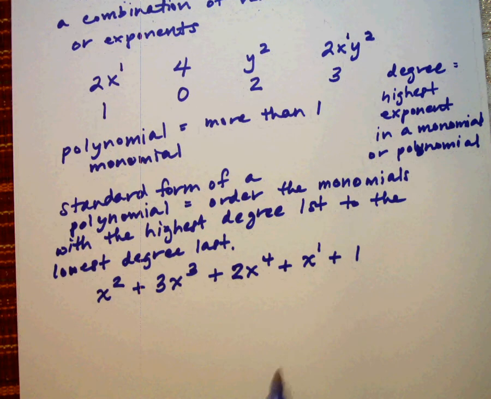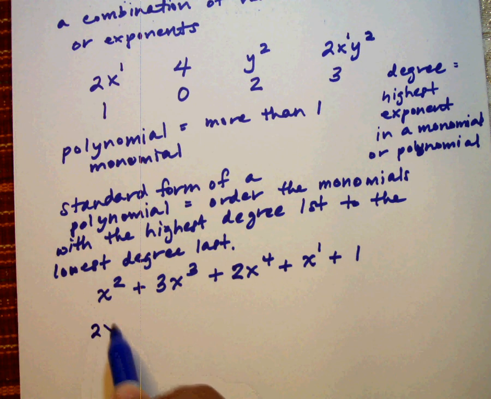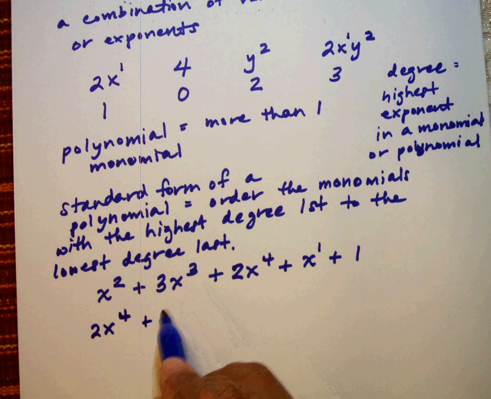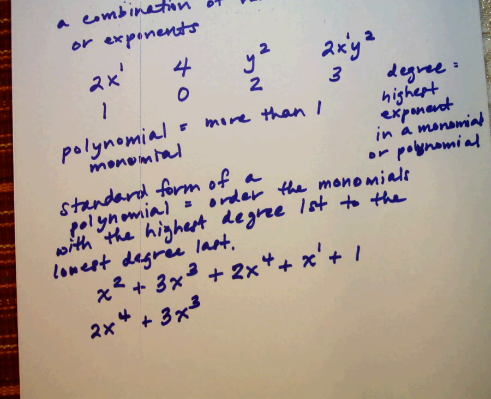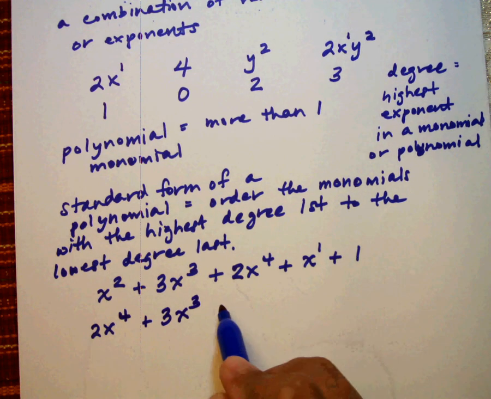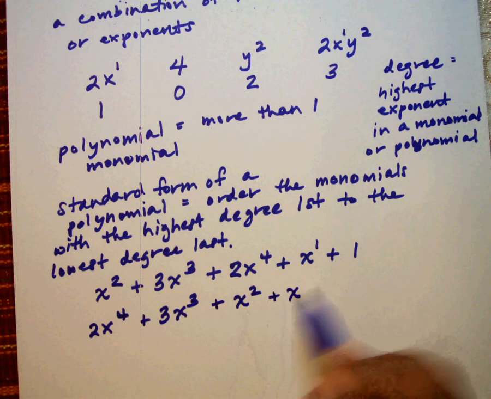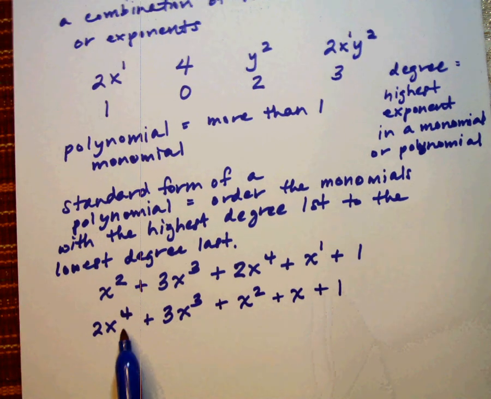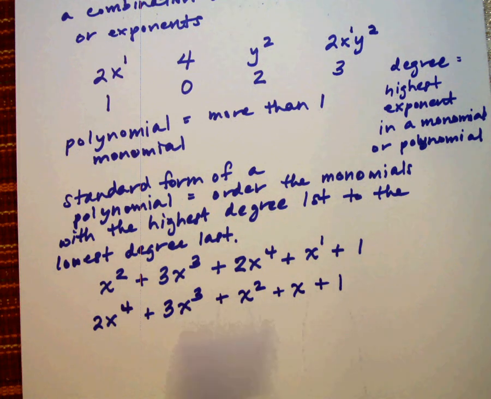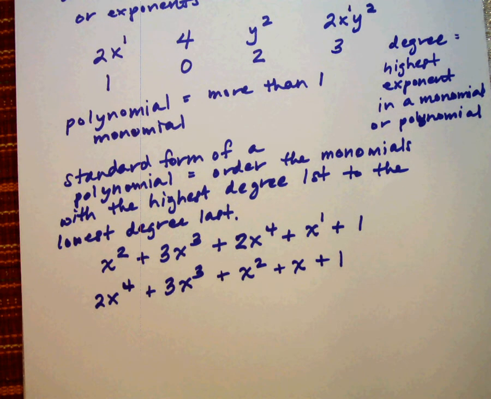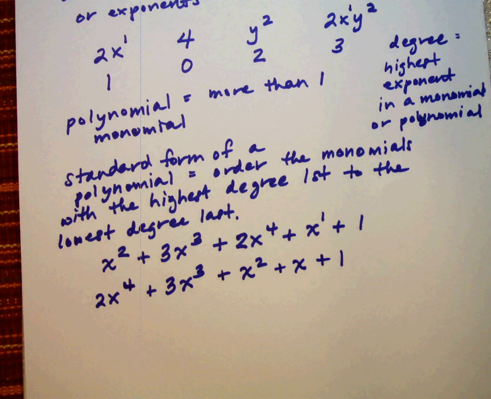So if you look at this, if I just order it based on exponents, the first monomial to go first is 2x to the 4th. And I'm just putting these in order. The next one will be the third degree, so 3x to the third power. The next one will be x squared. The next one will be x, and then 1. So as you look at here, the exponent is decreasing from left to right.